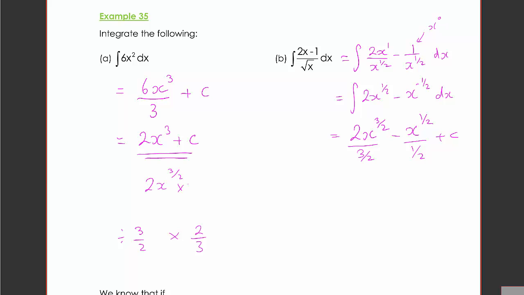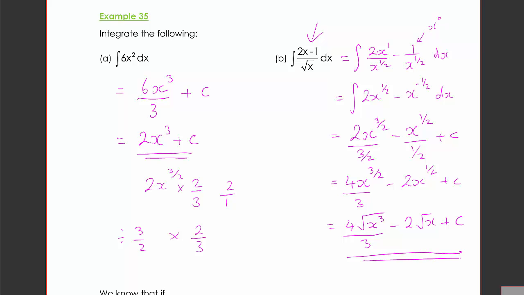Now, if you're dividing by 3 over 2, that's the same as multiplying by 2/3, isn't it? When we divide by a fraction, we turn it upside down and multiply. So if we're multiplying by 2/3, so let's just do it over here rather than messing up the working over here. I've got 2x to the 3 over 2, and I'm timesing by 2/3, so that's going to give me 4x to the 3 over 2 divided by 3. With this one, turn it upside down, and then I'm multiplying by 2 over 1.